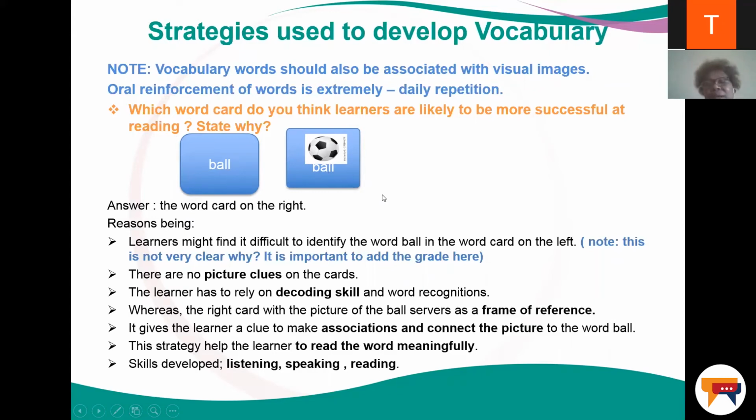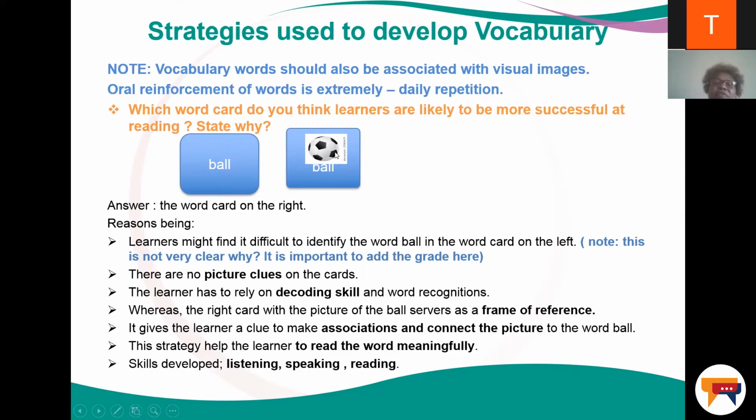You'll always have pictures to assist you. There are no picture clues on the card. The learner has to rely on decoding skills and word recognition. You haven't as yet taught decoding skills. But if you have already started teaching decoding skills in grade 3, then they will be able to. Whereas the right card with the picture of the ball serves as a frame of reference.